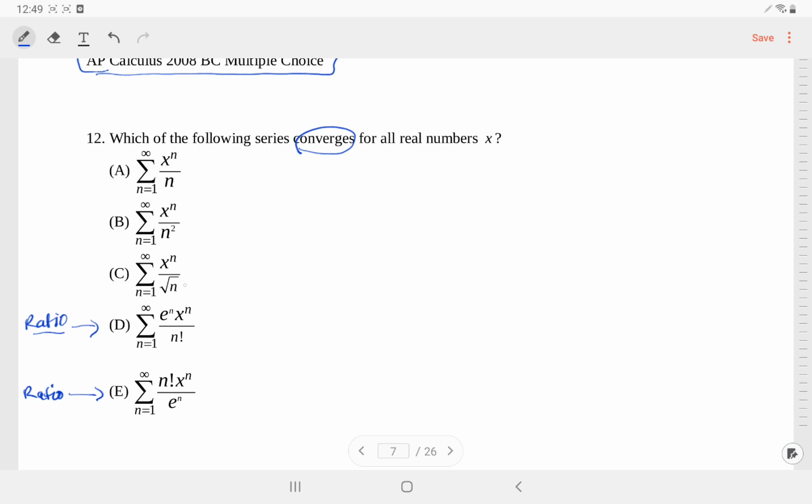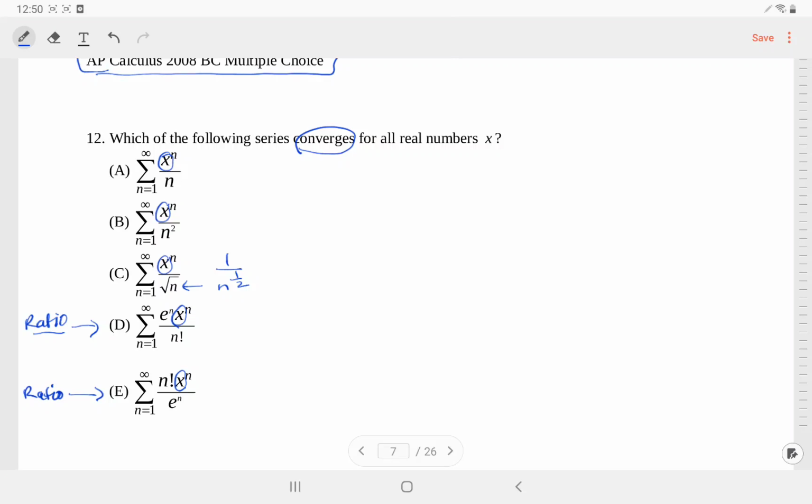This one here reminds me of n to the 1/2, right? So that seems like it might be related to a p-series. The only thing is the x. See this x in here? This x in here definitely changes things up from our normal.